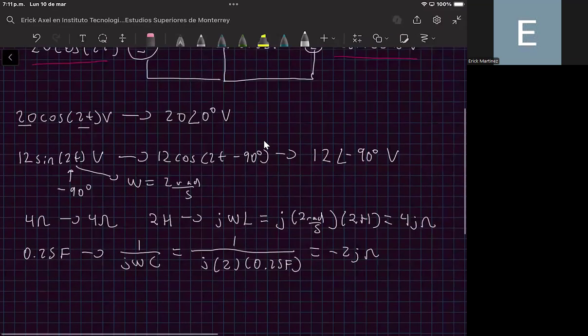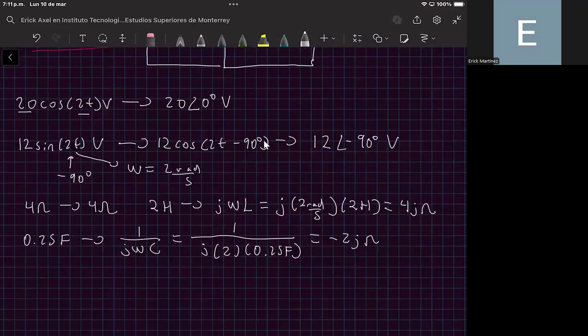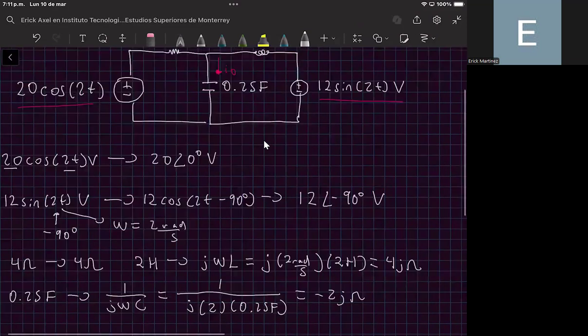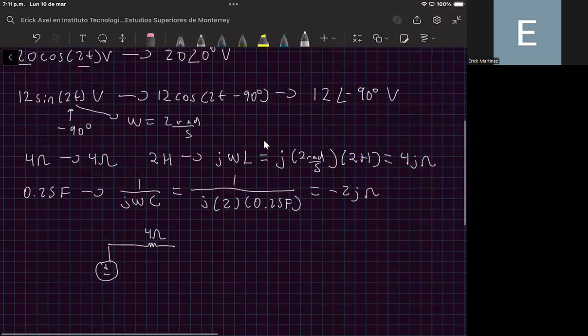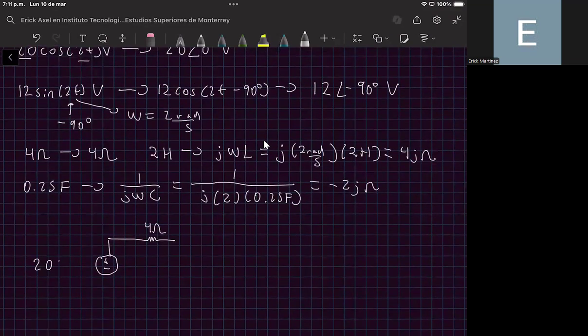Now we can redraw the circuit into the frequency domain by using the impedances that we calculated and the phasors that we just calculated. So we can express this as follows. We have here the voltage source. Okay, we have here the resistor of 4 ohms. The value of this voltage source in the phasor domain is 20 with an angle of 0 degrees volts. Here we have another connection. Here we have the capacitor, and the capacitor has an impedance of minus 2j ohms.